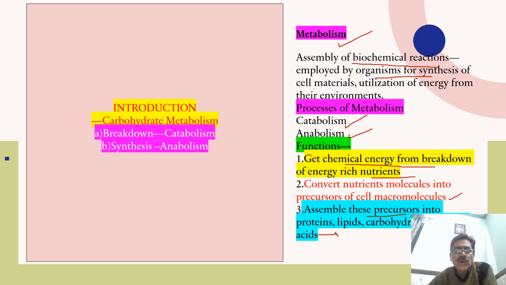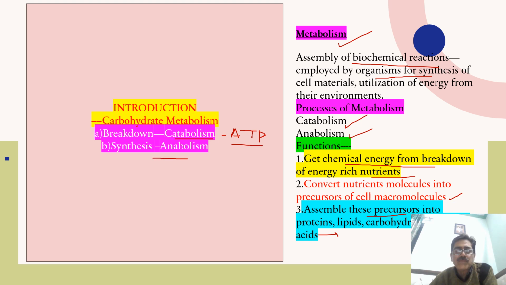Now catabolism means breakdown of macromolecules into simpler products with utilization of energy, energy meaning in the form of ATP, adenosine triphosphate. Whenever we talk about energy in biochemistry, that means we are talking about ATP. So catabolism means a degradative pathway: breakdown of larger molecules into simpler ones with utilization of energy in the form of ATP.